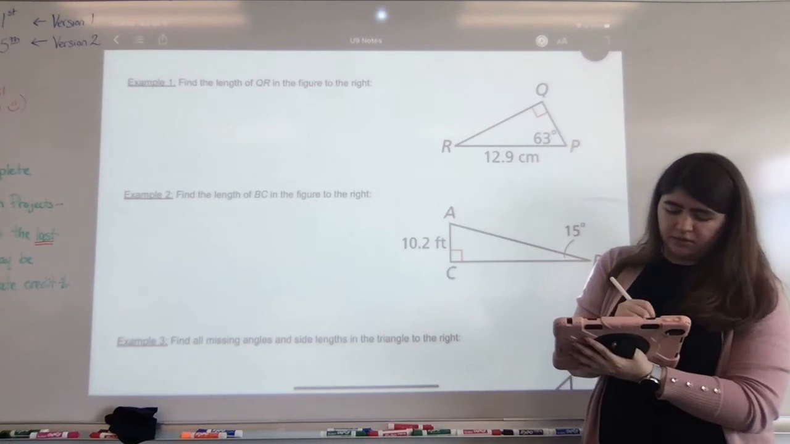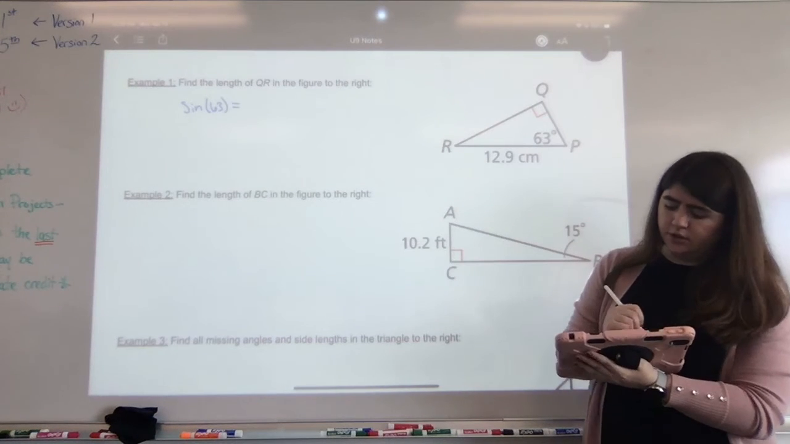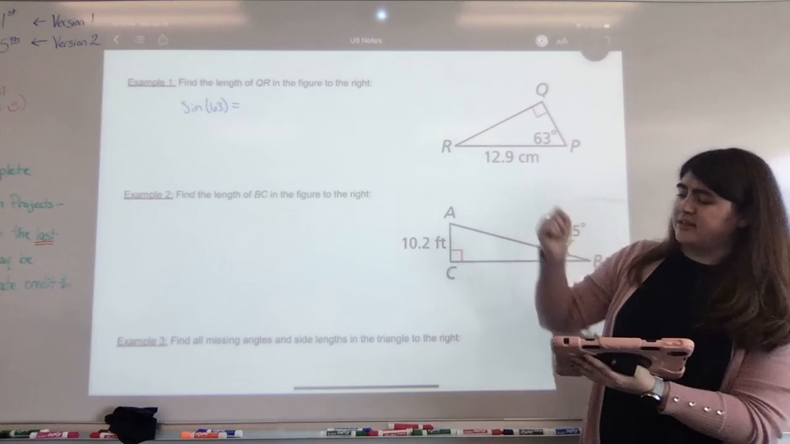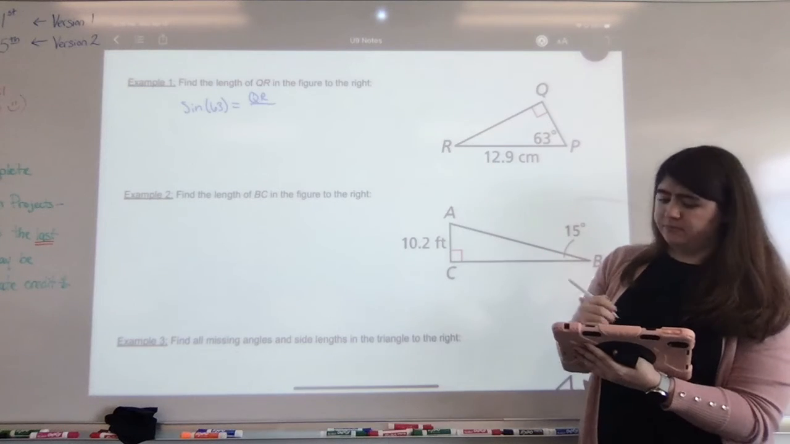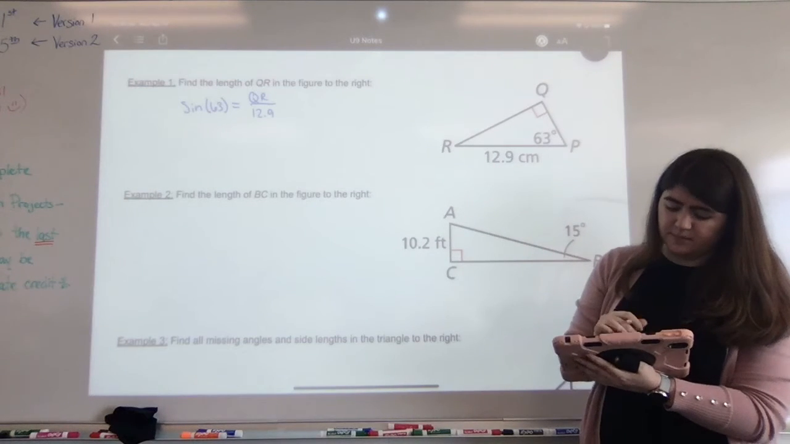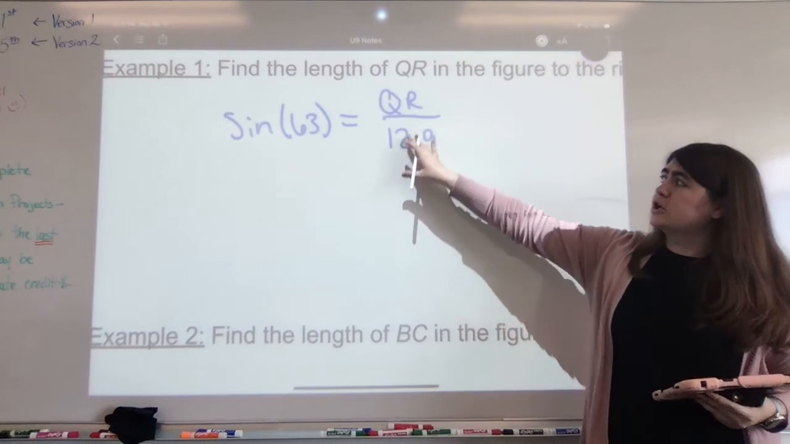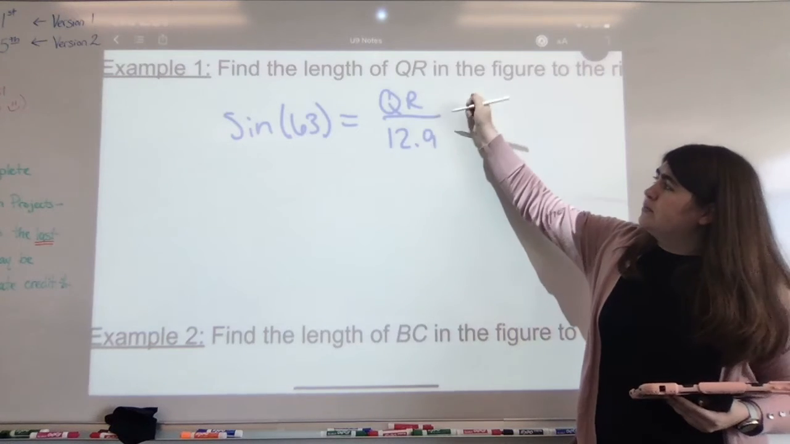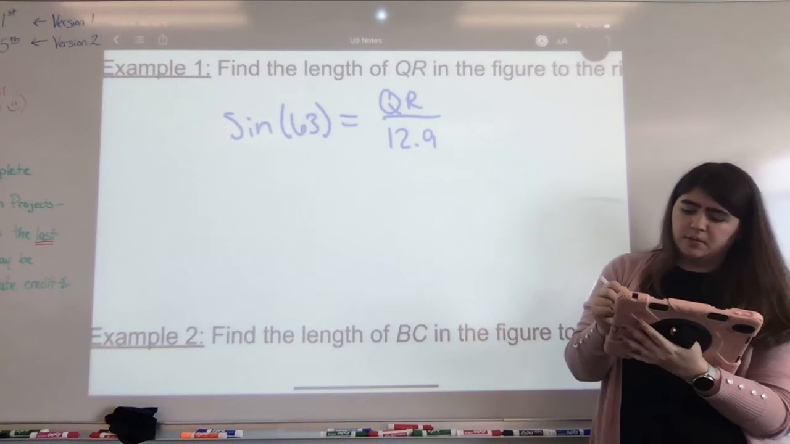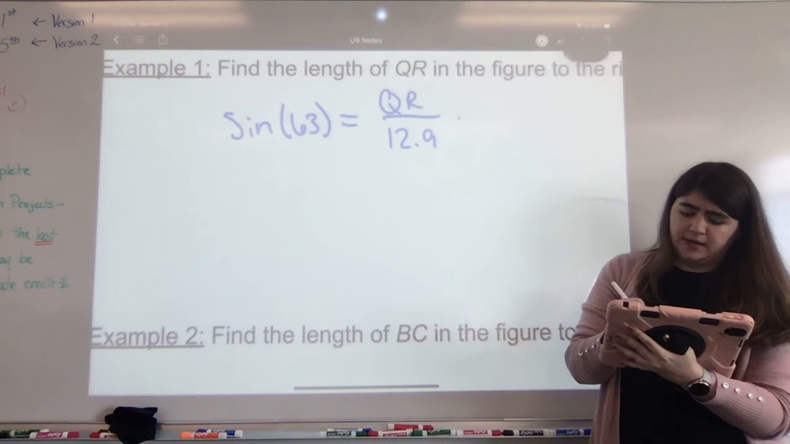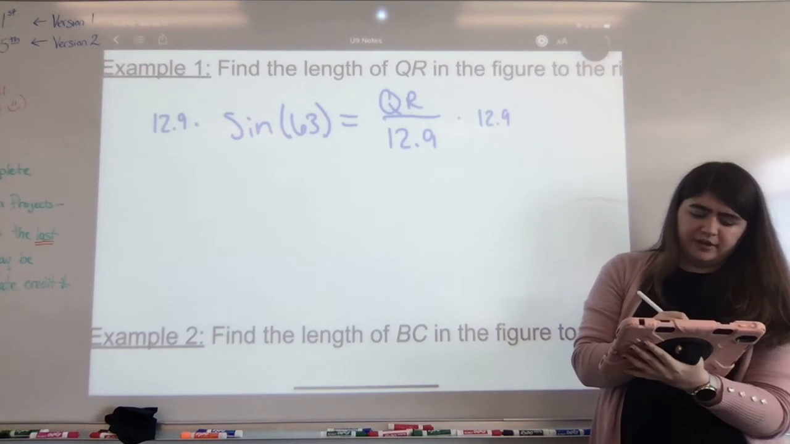So the sine of 63 degrees is equal to QR, that's the side I'm solving for, over the hypotenuse, which is 12.9 centimeters. All right, I'm going to zoom in here now that we have our ratio. We can go through and solve. To get QR by itself, I need to multiply 12.9 out of the bottom of this fraction. So I'm going to multiply both sides by 12.9. And that will give me QR.